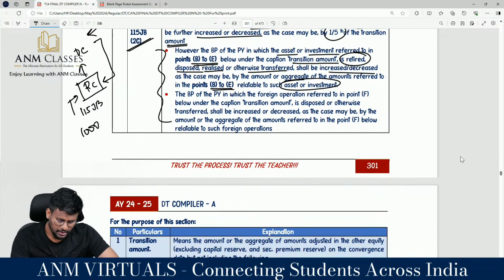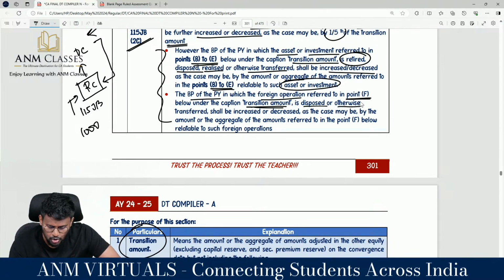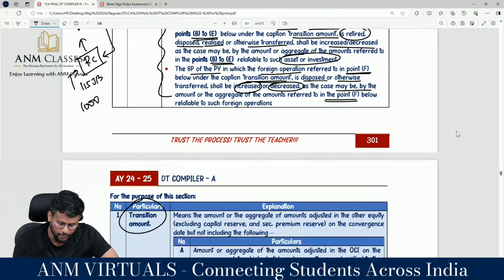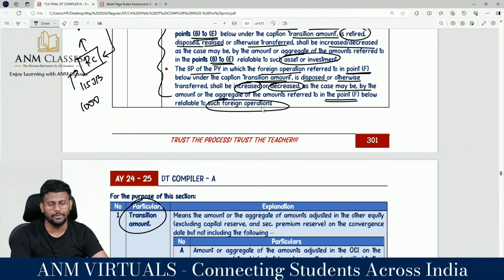The book profit of the previous year in which the foreign operation referred to in point F below under the caption transition amount is disposed or otherwise transferred shall be increased or decreased, as the case may be, by the amount or aggregate of amount referred in point F below relatable to such foreign operation.